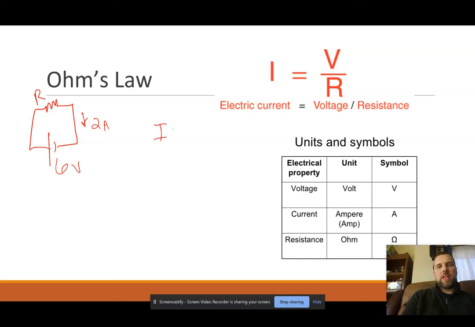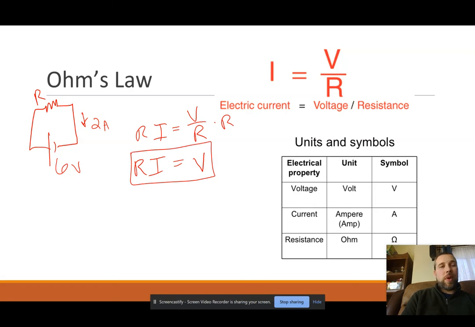Well, I want resistance. I'm starting with I equals V over R. I want to rearrange this. If I multiply R by both sides, I get V equals IR, which is useful if you want to find voltage. But I don't want to find that. I want to find resistance. So I'll divide by current. So R equals V over I.